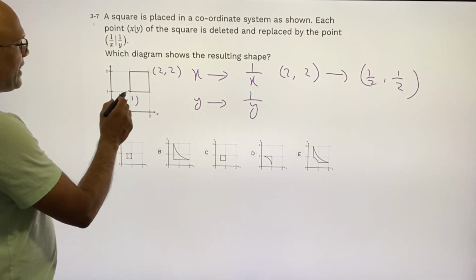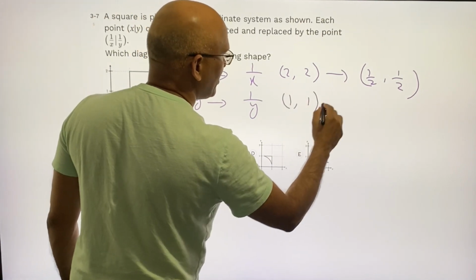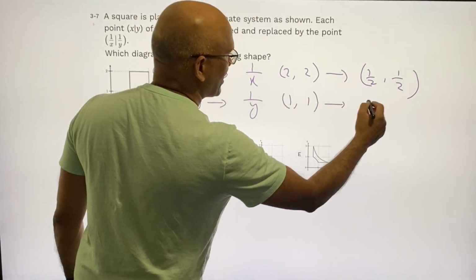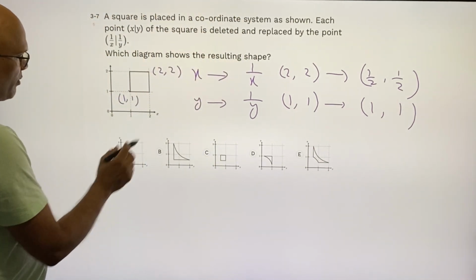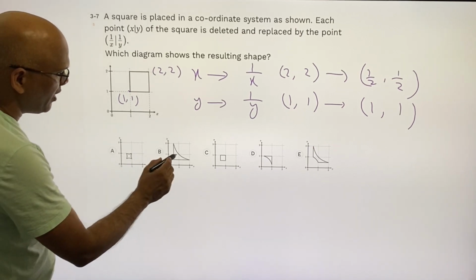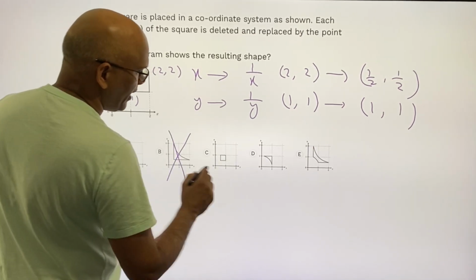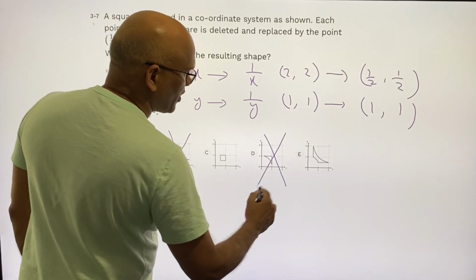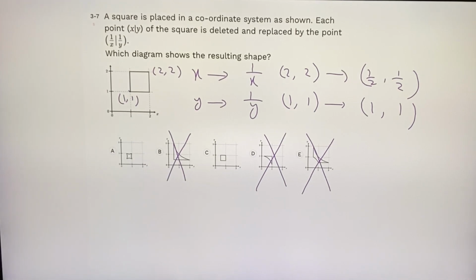And the point (1, 1) is going to go to 1 over 1, which is just (1, 1). So this point is going to remain the same. So we need a point at (1, 1) and at (0.5, 0.5). So this has that, okay? But the others do not have the (1, 1) point, so they are not going to work.